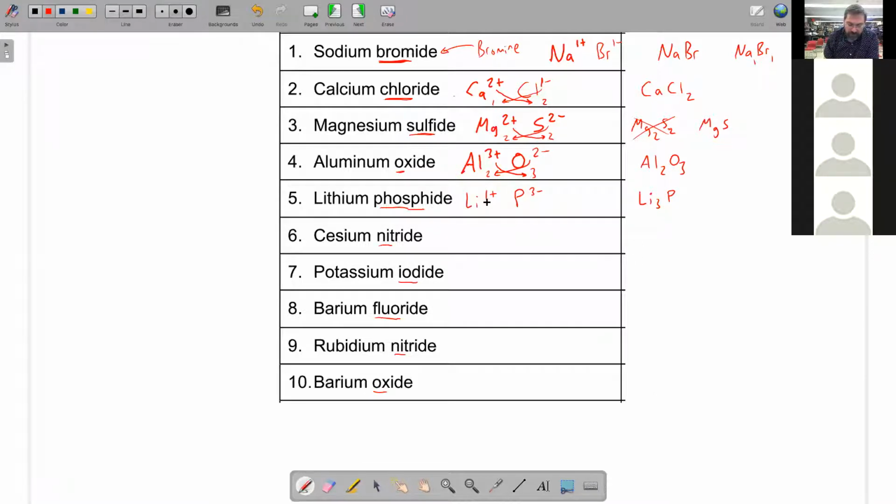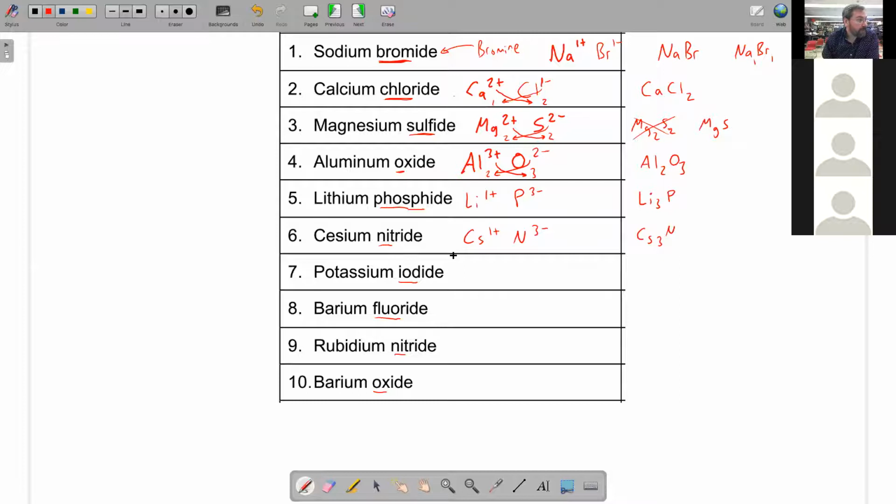So 3 lithiums, each with a charge of 1+, would have a total charge of 3+, and then the 1 phosphorus with a charge of 3- gives you a total charge of 3-. So you have 3+ and 3-, it's just Li3P. Cesium nitride. Cesium is in the first group, and nitride is from nitrogen. That's N3-. Because lithium and cesium are in the same column, and because phosphorus and nitrogen are in the same column, the ratios are exactly the same: Cs3N.